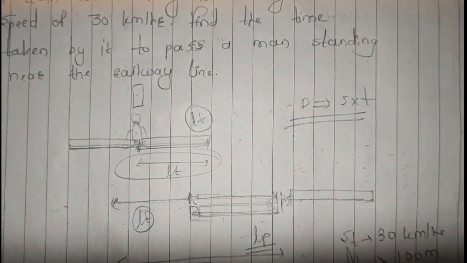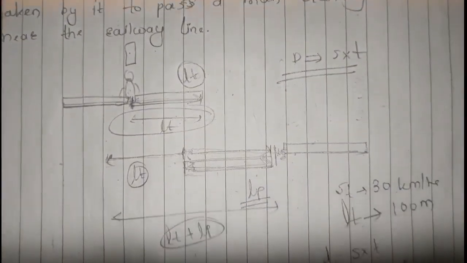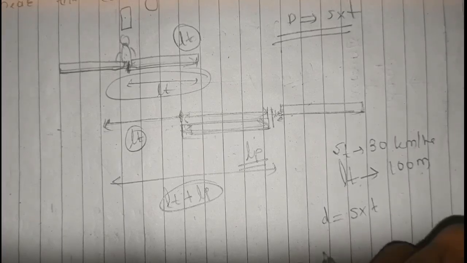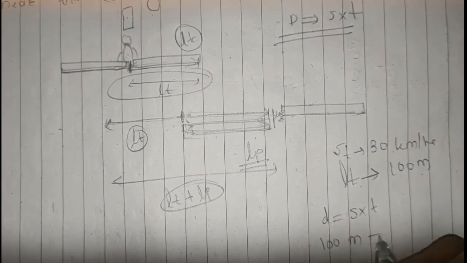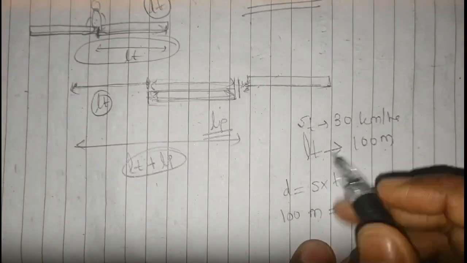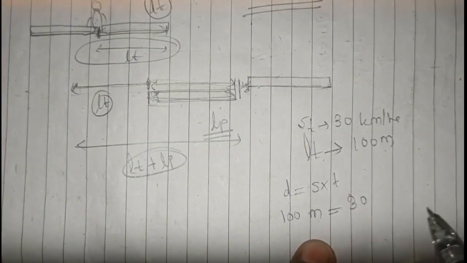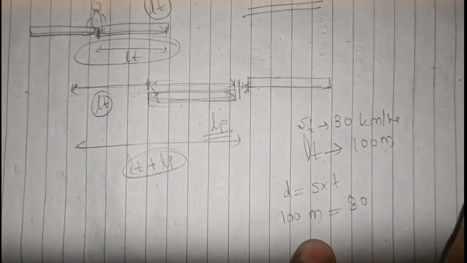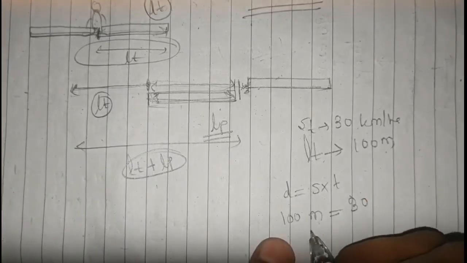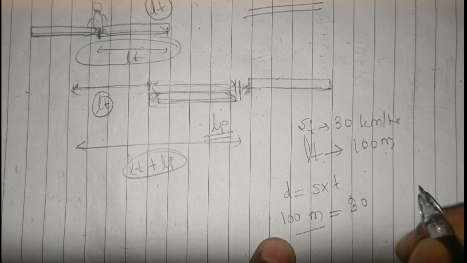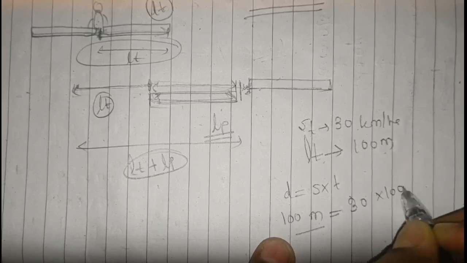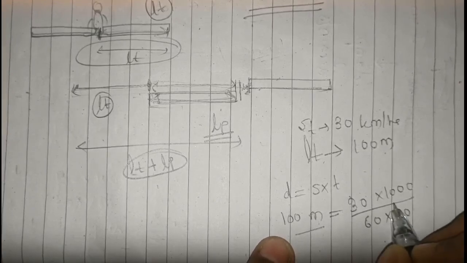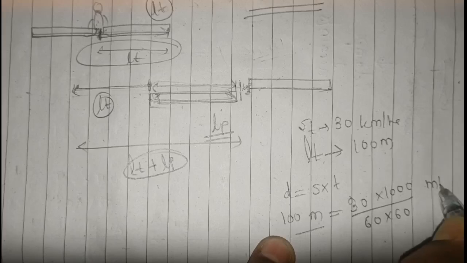So distance is equal to speed into time, as we know it already. Distance is nothing but the length of the train here, as we do not have to consider the length of the man. And speed would be what? 30 km per hour. And make sure when you're dealing with this kind of question, as the units are different, it is in meters and it is in kilometer per hour. 30 into 1000 upon 60 into 60. Here we have converted this into meters per second.